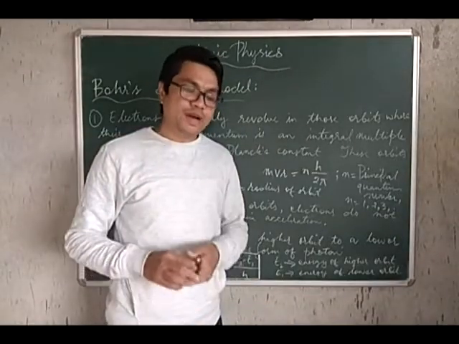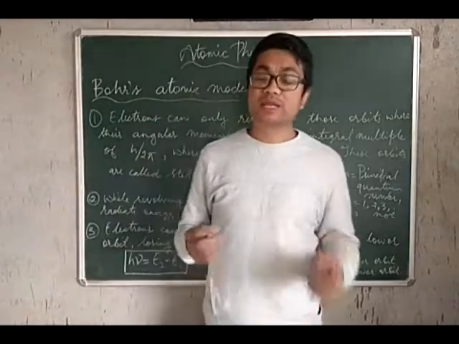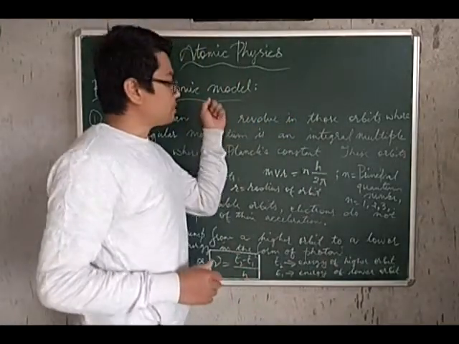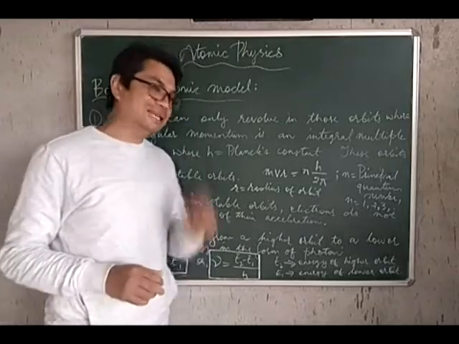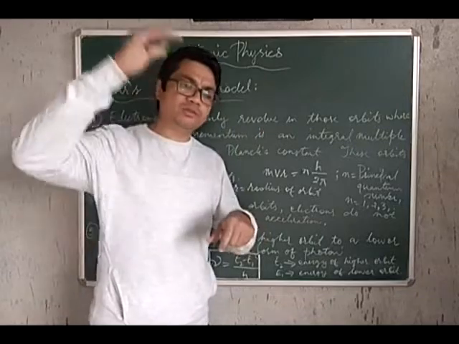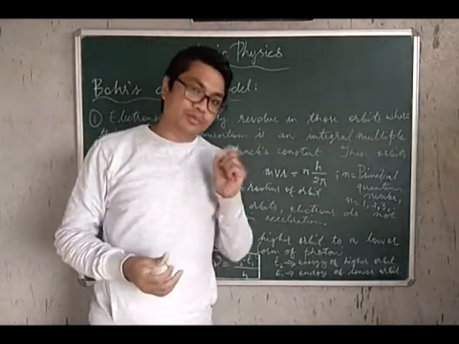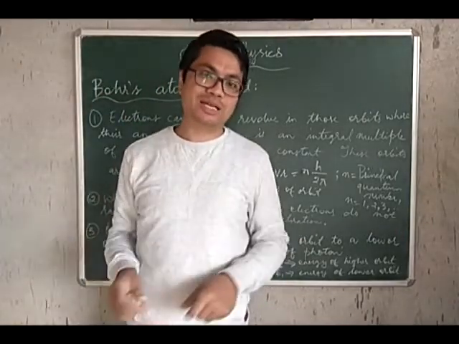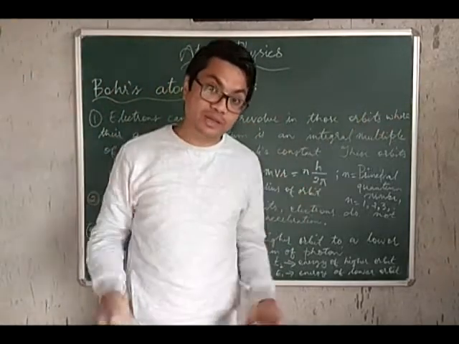So let us now finally discuss Bohr's atomic model. This is the atomic model that we've stuck to so far. He made certain corrections in Rutherford's atomic model. According to Rutherford's atomic model, the electrons could revolve in any of the orbits outside the nucleus. But Bohr put certain restrictions or conditions on it, and he said that electrons cannot revolve in any of the orbits that they feel like.